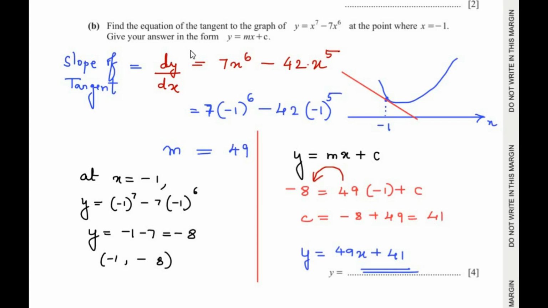Now we have to just plug in the values of m and c to get the equation of the tangent. So y is equal to m is 49, so 49x plus c value we got as 41. So this is the equation of the tangent to the graph. Now let us move on to the C question.